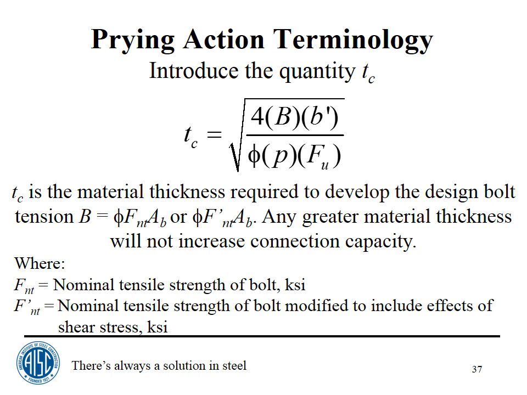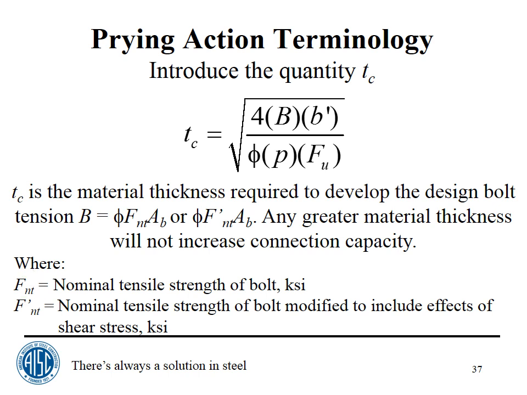T sub c is the material thickness required to develop the design bolt tensile strength B. And it's either phi times F nt A b or phi F prime nt A b, where the F prime term here is what happens when you've got shear acting on these bolts. In most bracing connections, you will have not just tension on the bolts, but you'll also have shear. Any greater material thickness will not increase the connection capacity. So in a sense, T sub c here is really a property of the system.